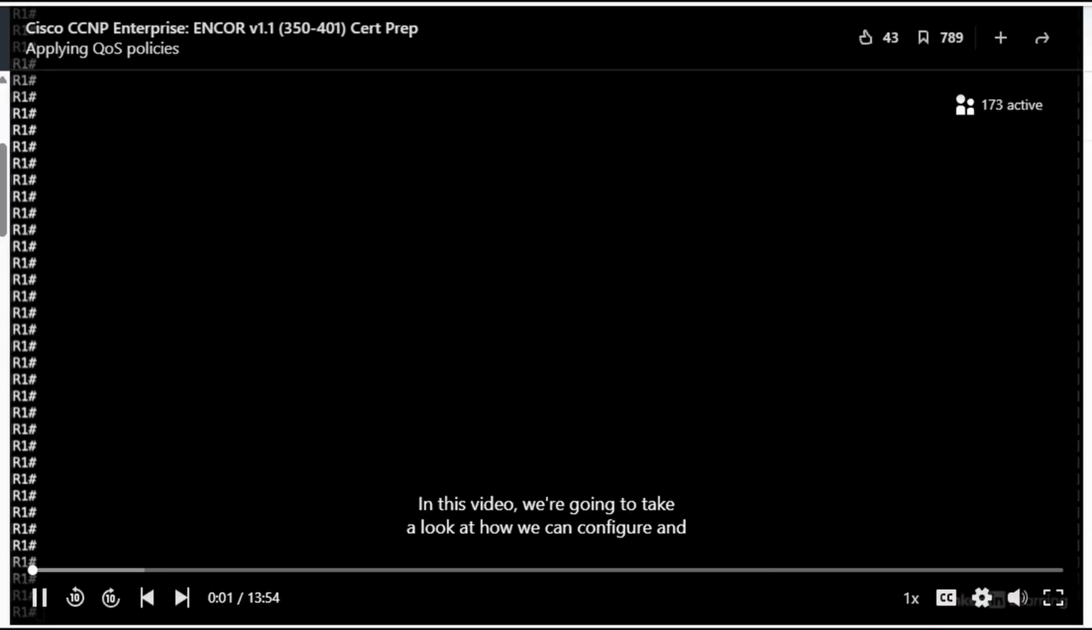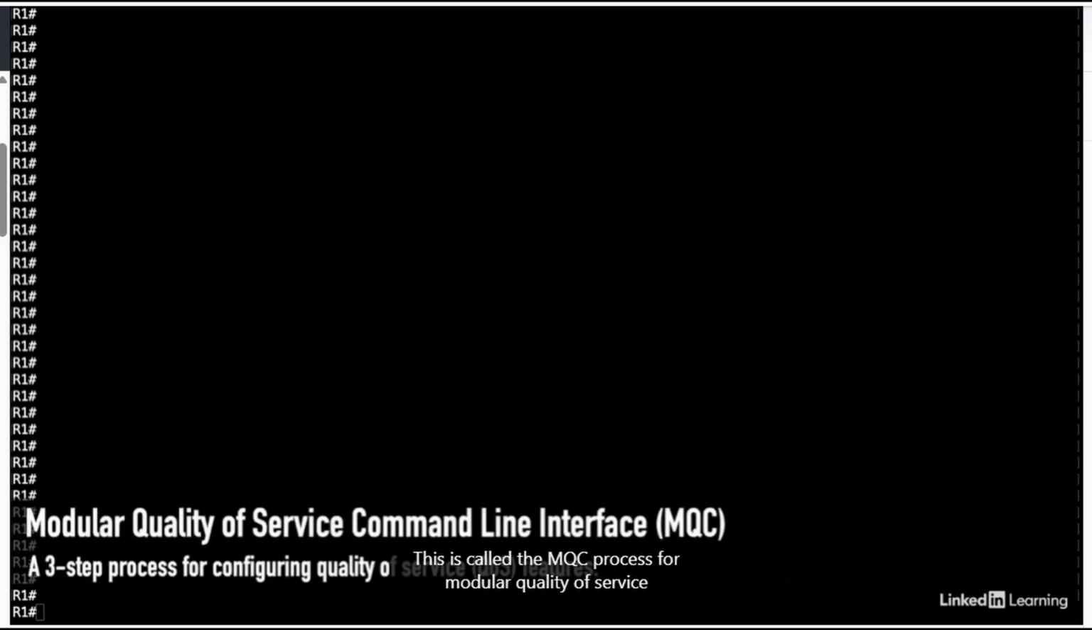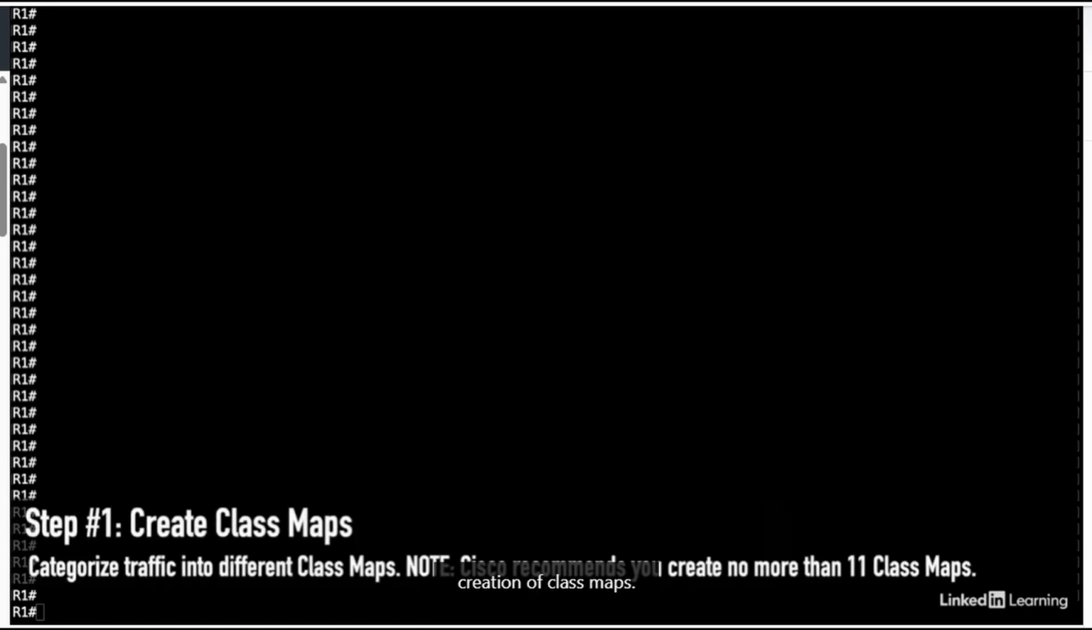In this video, we're going to take a look at how we can configure and apply a quality of service policy to a Cisco router. And the way we typically configure quality of service is using a 3-step process. This is called the MQC process for Modular Quality of Service Command Line Interface. So MQC. The 3-step process begins with the first step, which is the creation of class maps.